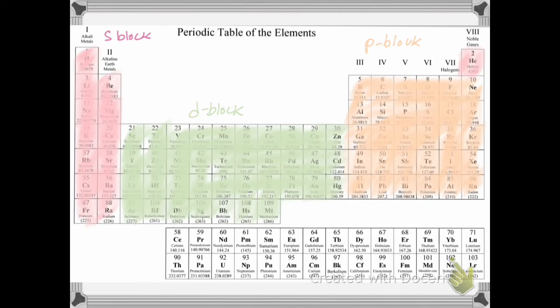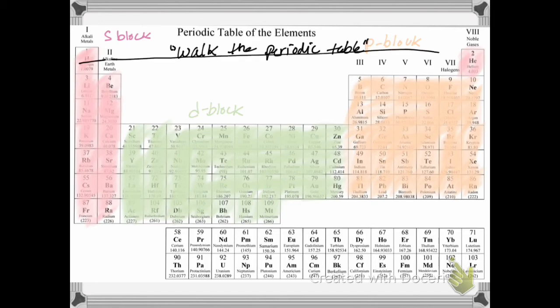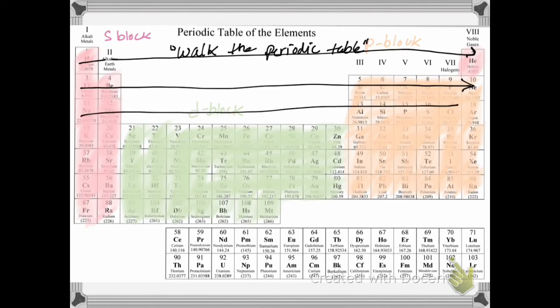Okay, so once we know this, we can do something that I call walking the periodic table. We're going to walk the periodic table from left to right, and that will tell us the order of those orbitals from lowest energy to highest energy. So we're going to walk from left to right, starting at hydrogen, going to helium, and then going across the next row, and the next row, and the next row.